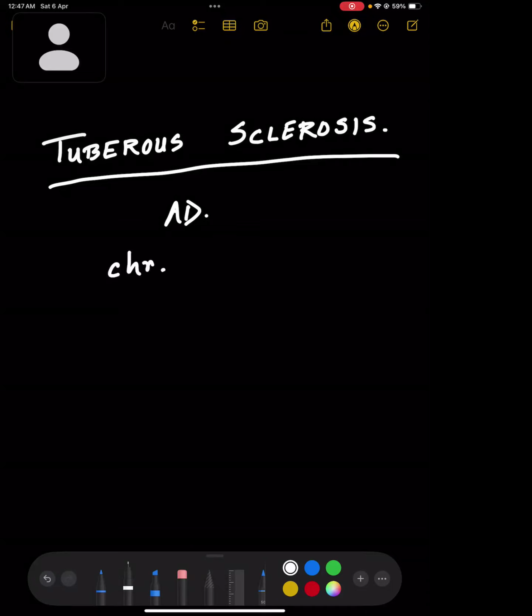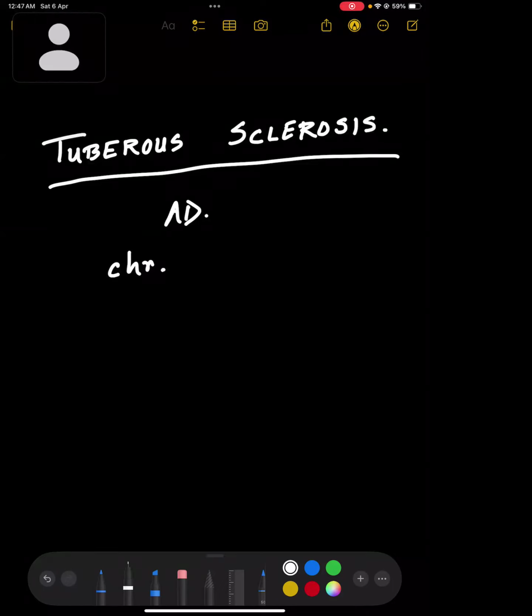Okay. There are two chromosomes actually that are responsible for tuberous sclerosis. Both of them you need to know. One is number 9. Another one is number 16.